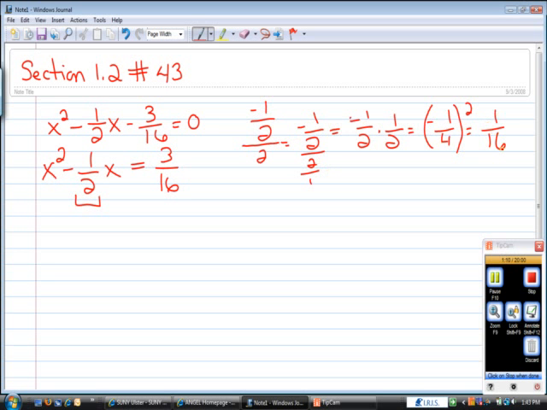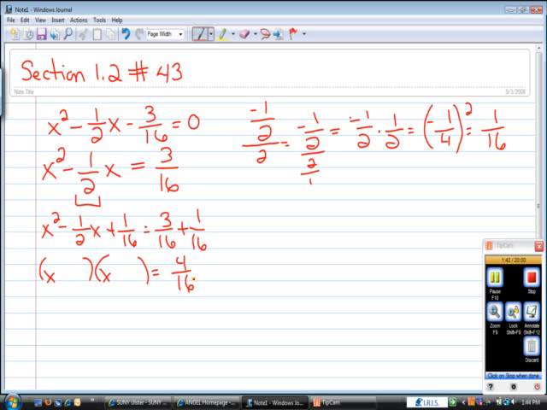I always take the B term, I always take half of it, I always square it. I'm going to take that kind of special number and add it to both sides of the equation. It's a special number because what it does to the left-hand side is make that factorable. And not only is it factorable, but it's a perfect square.